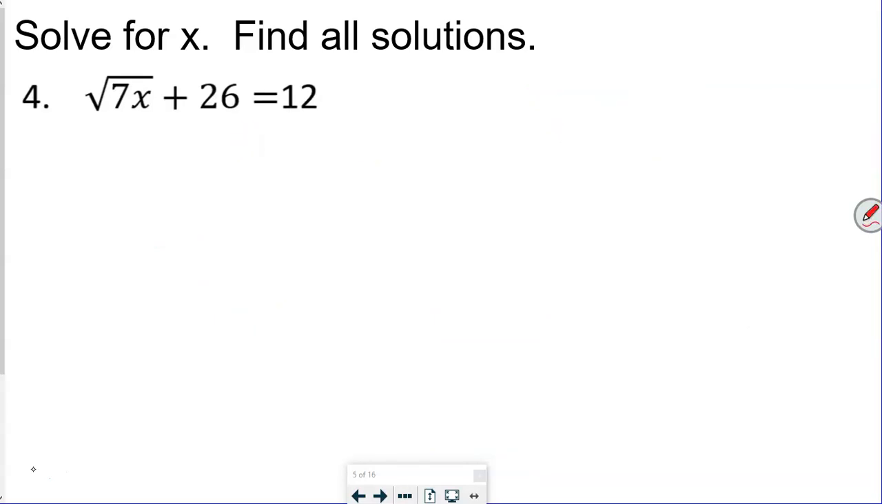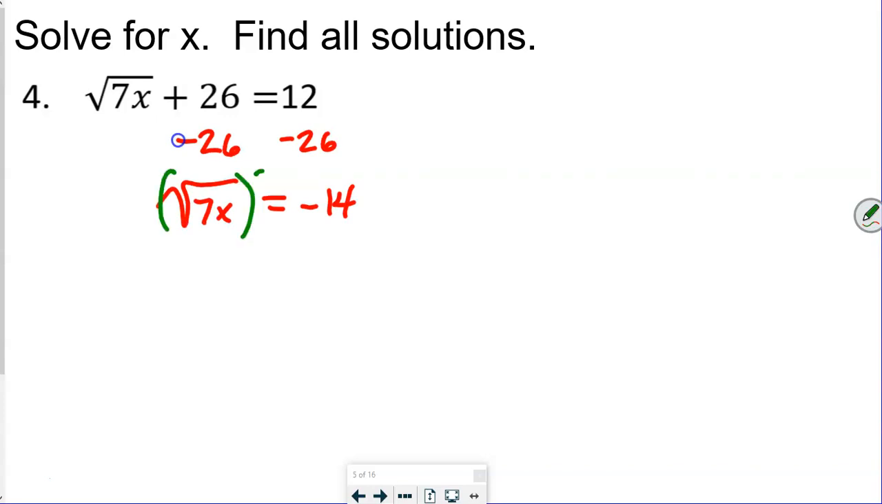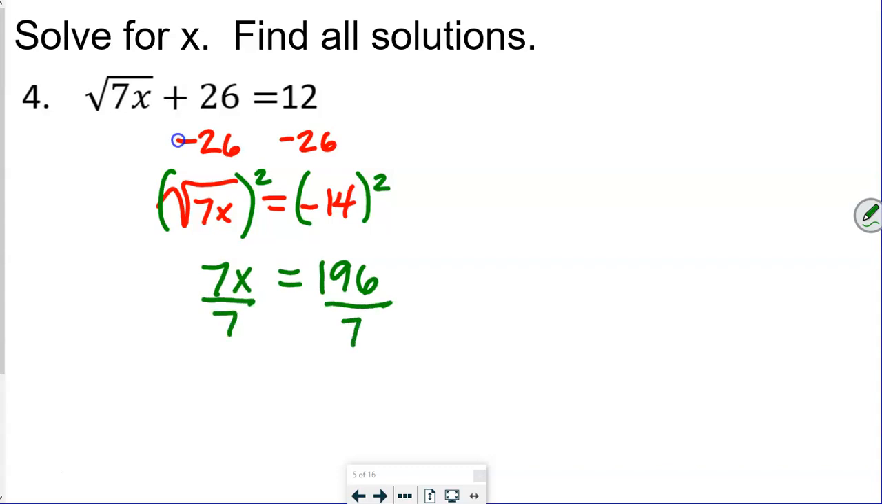So on this next problem, we're going to subtract 26 first. So that's going to give us the square root of 7x equals -14. Then we're going to square both sides again to get rid of the square root. So that's going to give us 7x equals 196. Then we're going to divide both sides by 7 here. x is equal to 28.